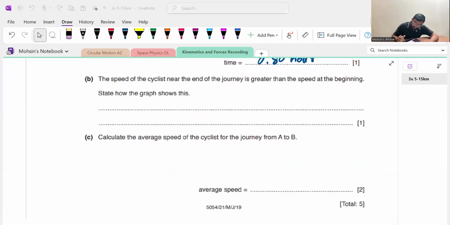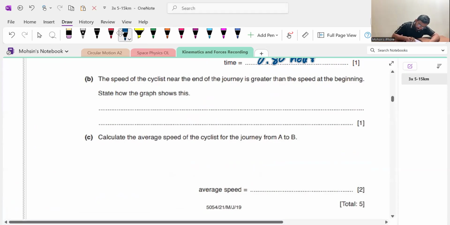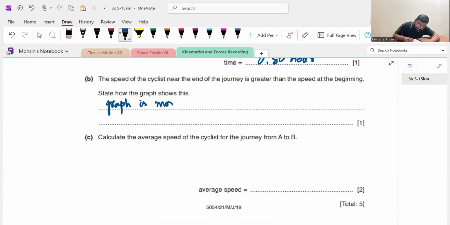Because they are asking you how the graph is showing this. Graph is more steeper at the end of the journey.